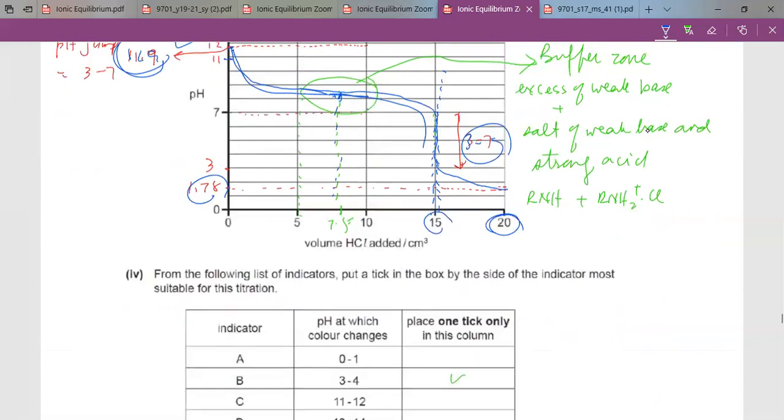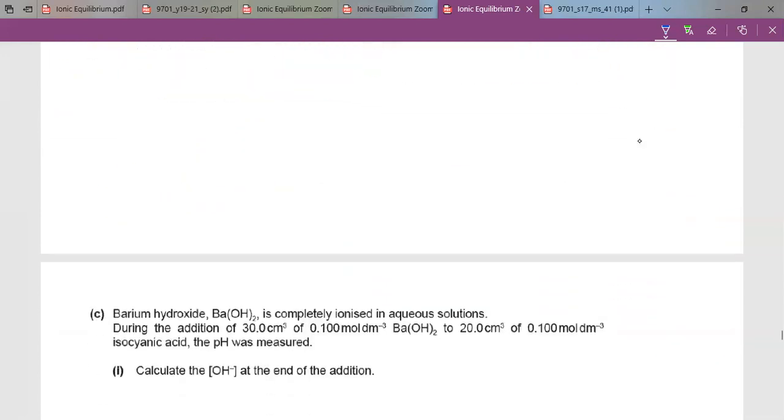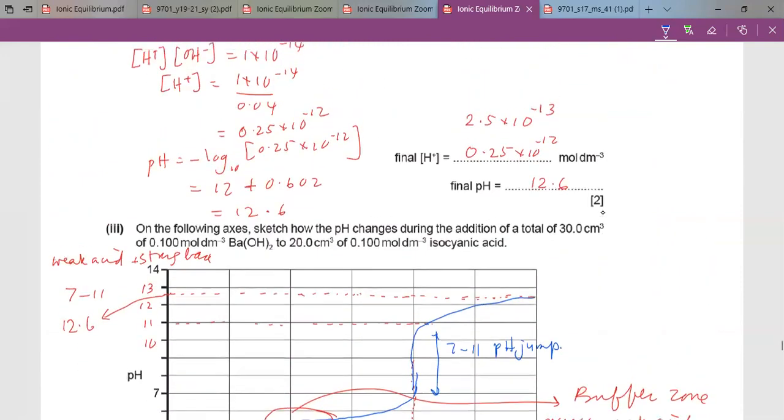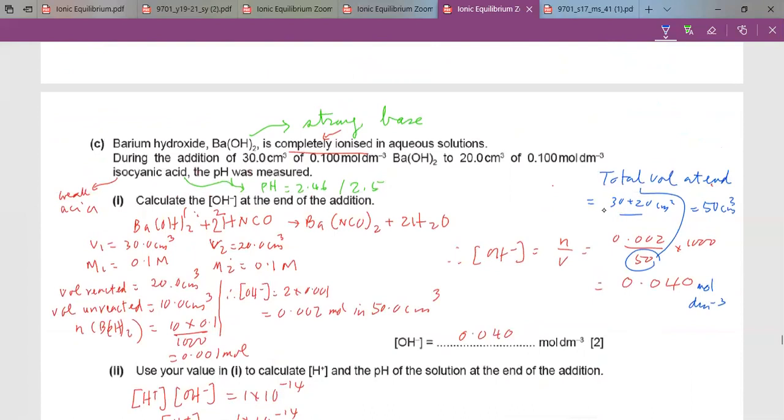1.78 is better still. Okay, now the last one, this barium hydroxide. We are finishing on time. I can finish on time.